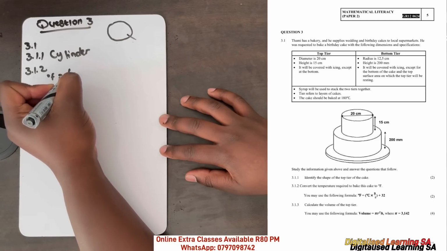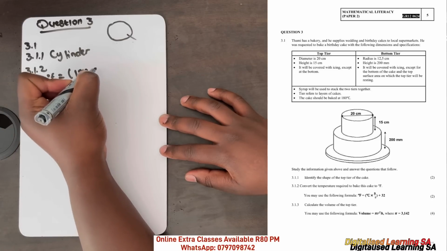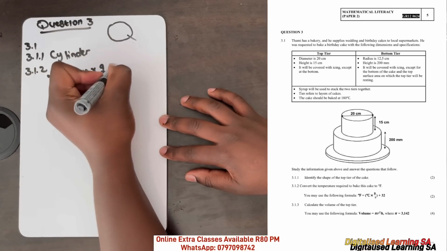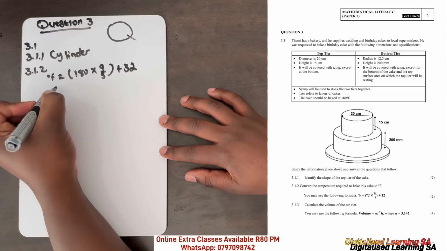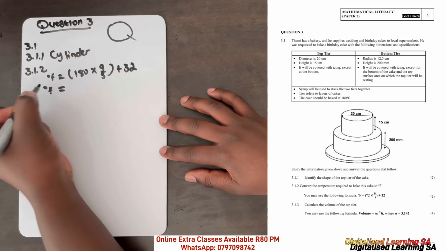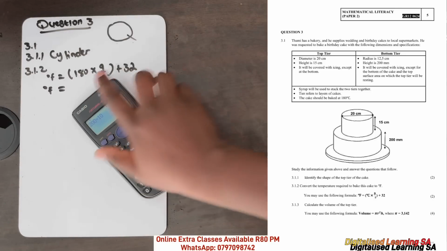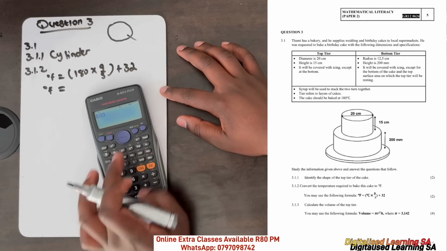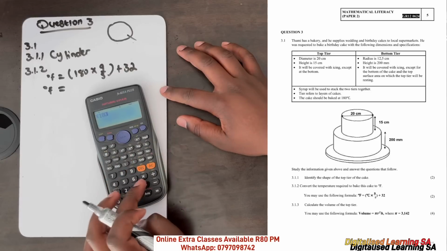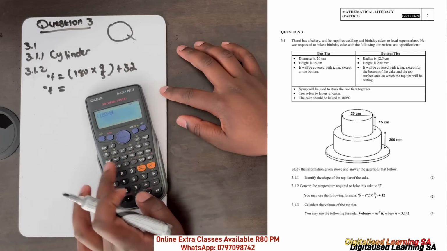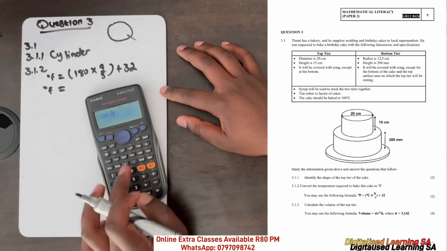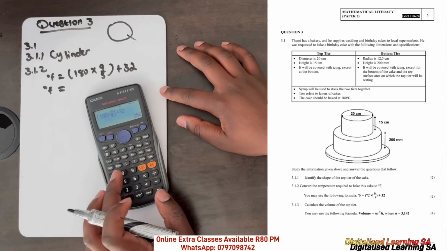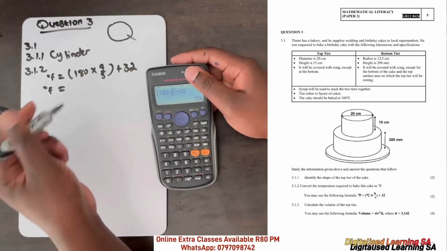So we're just going to replace the 180 in our formula. Our answer will be F equals degrees Celsius, which is 180, multiplied by 9/5 plus 32. These are free marks, guys. So it will be 180 multiplied by 9 divided by 5 plus 32, and the answer will be 356.